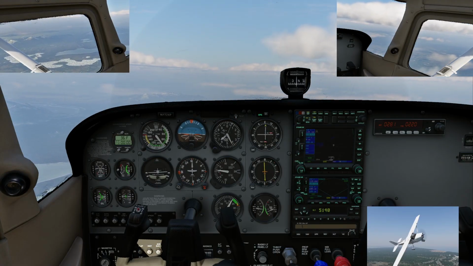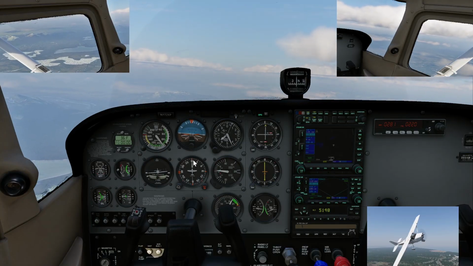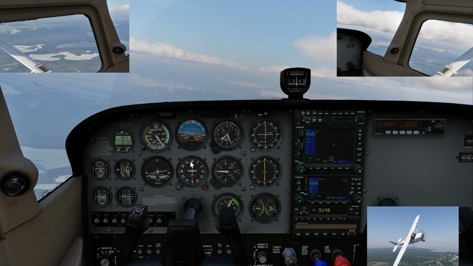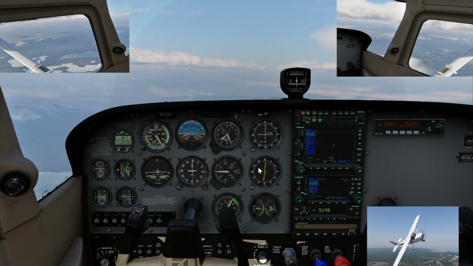Trying to get the airplane trimmed off level for hands-free flight. So you saw we had a 30-degree correction. At this point now we have a 0-degree correction. So therefore we should have a 0-degree deflection. Well, let's take a look at that.